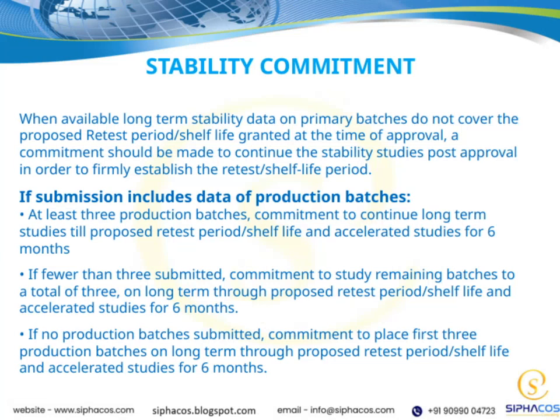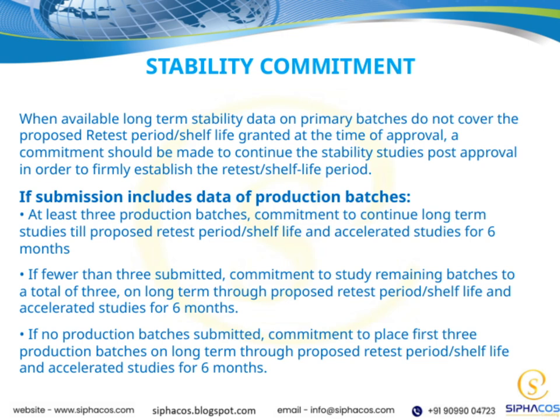When we have long-term stability data on primary batches, but that data doesn't fully cover the proposed retest period or shelf life granted at approval, we need to make a clear commitment to continue the stability studies after approval. This way, we can firmly establish the appropriate retest or shelf life period. Now, if the submission includes data from production batches, the requirements depend on how many batches are provided. If there are at least 3 production batches, then we commit to continuing the long-term stability studies until the proposed retest period or shelf life, and we also need to perform accelerated studies for 6 months.